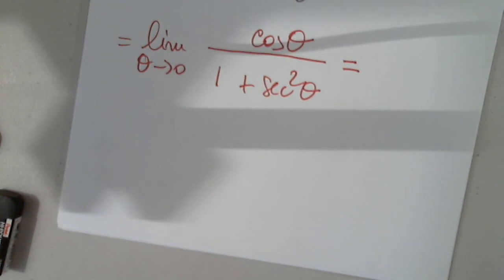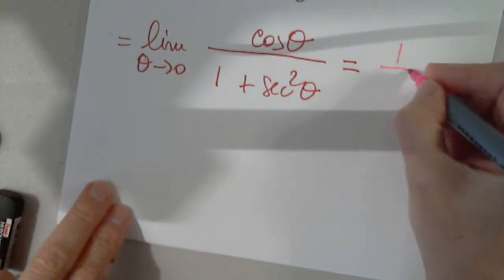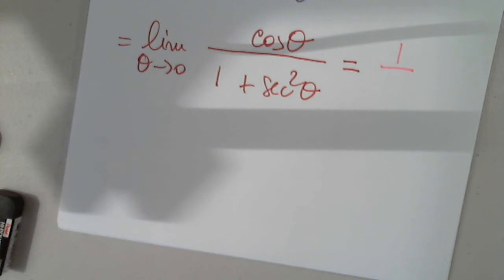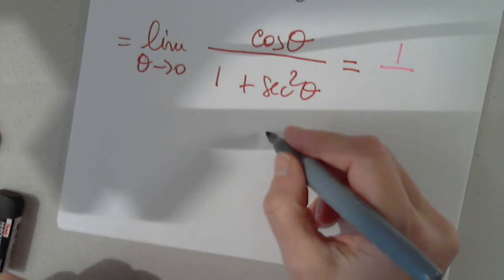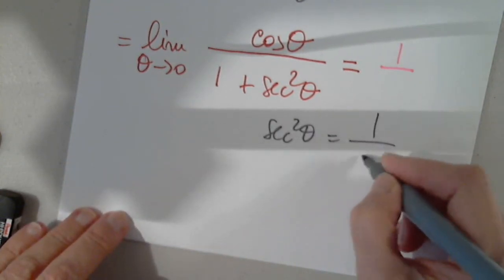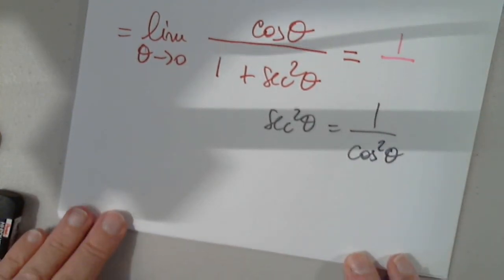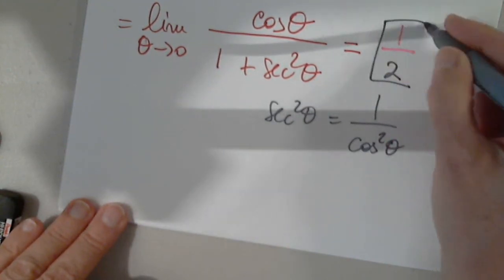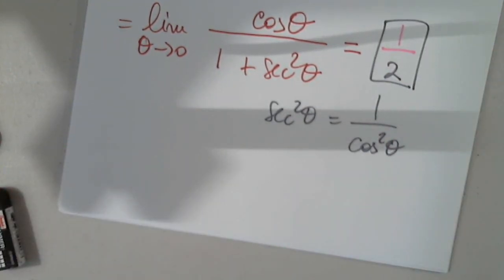1. Very good. Where does the denominator go when theta approaches 0? Remember, secant squared is 1 over cosine squared. So 2? Exactly. And it's done. Any questions?